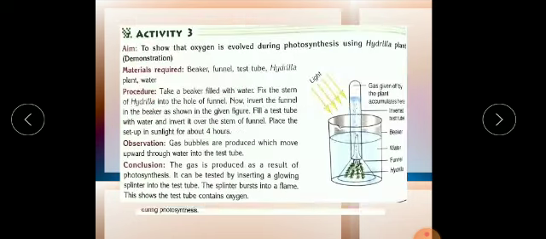Now the next activity is to show that oxygen, as you know, oxygen is the byproduct that is evolved or released during the photosynthesis process, we all know. Okay, the reaction, remember: CO2 plus H2O gives C6H12O6 plus O2. So here also, for this experiment, we need a few materials, that is beaker, funnel, test tube, hydrilla plant and water. So what is the procedure?